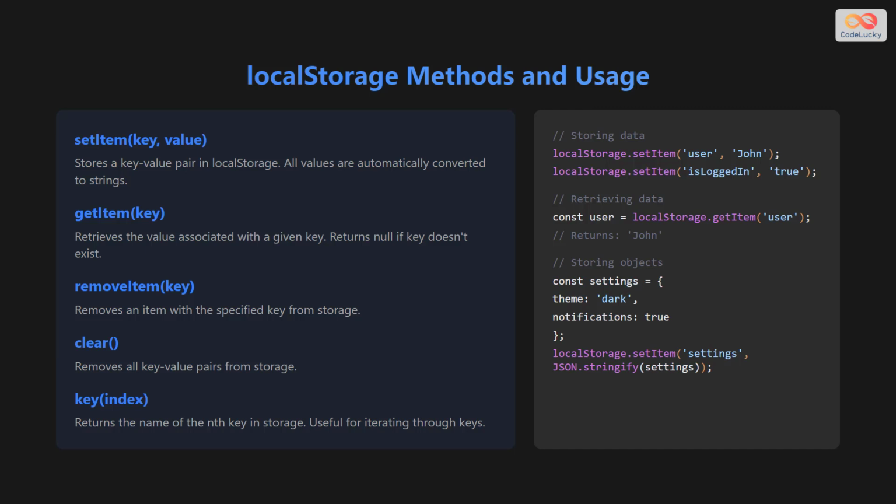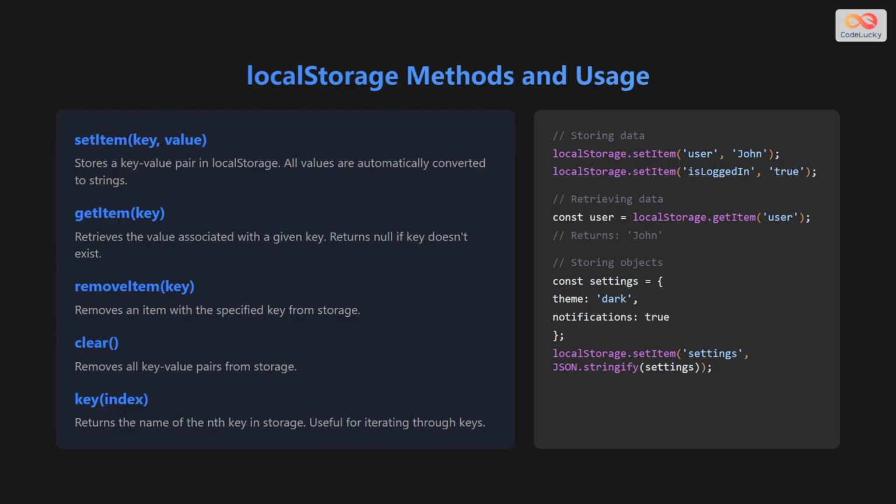The Local Storage Application Programming Interface provides several methods for managing data. The setItem method stores a key value pair in local storage, and all values are converted to strings automatically. The getItem method retrieves the value associated with a given key, returning a null value if the key does not exist. The removeItem method removes an item from the storage using the specified key. The clear method removes all key value pairs from the storage.